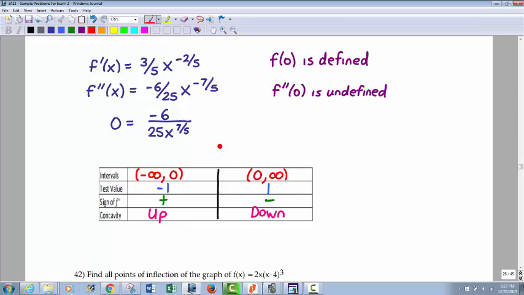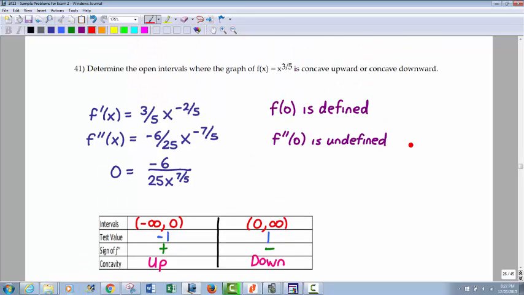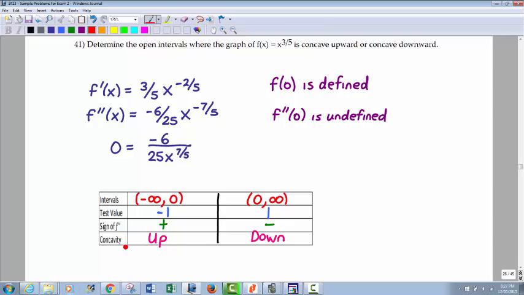Pick test values, plug them into the second derivative. I get positive whenever I'm to the left of 0, at negative 1. I get negative whenever I'm greater than 0. So we have concave up from negative infinity to 0. We're concave down from 0 to infinity. So we do have a point of inflection. Oh, I wasn't even asking for that, but yeah, okay. So that would have turned out to be an inflection point because it did change concavity.